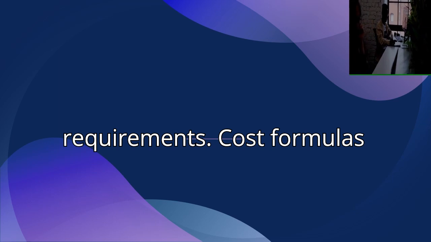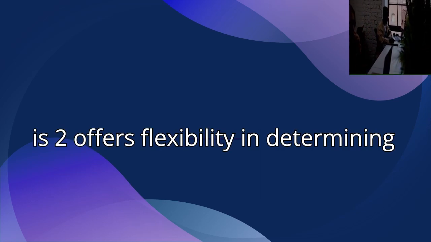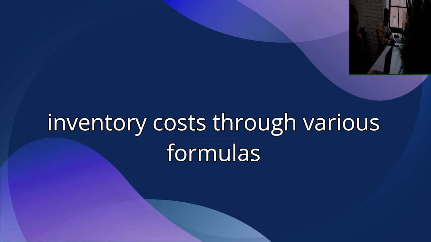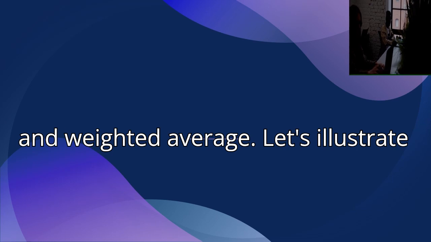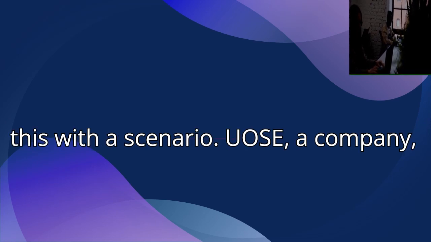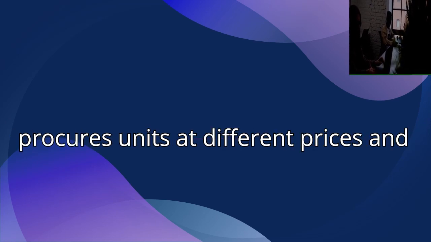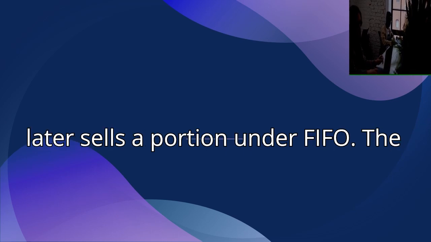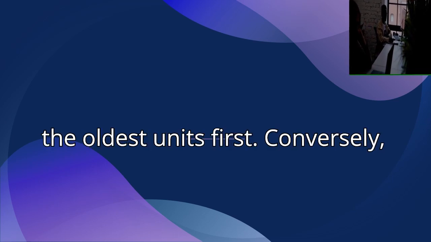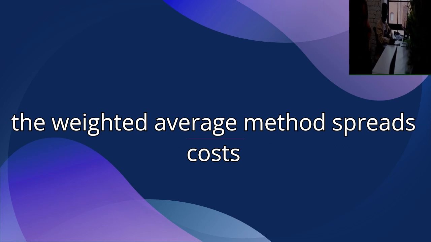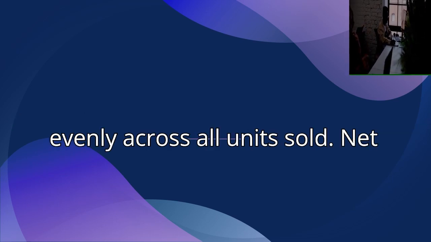Cost formulas. IAS-2 offers flexibility in determining inventory costs through various formulas like specific identification, FIFO, and weighted average. Let's illustrate this with a scenario. Suppose a company procures units at different prices and later sells a portion. Under FIFO, the cost of goods sold is calculated based on the oldest units first. Conversely, the weighted average method spreads costs evenly across all units sold.